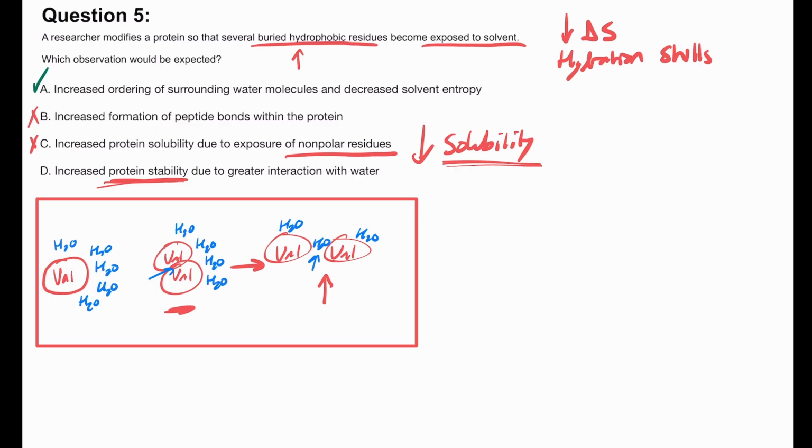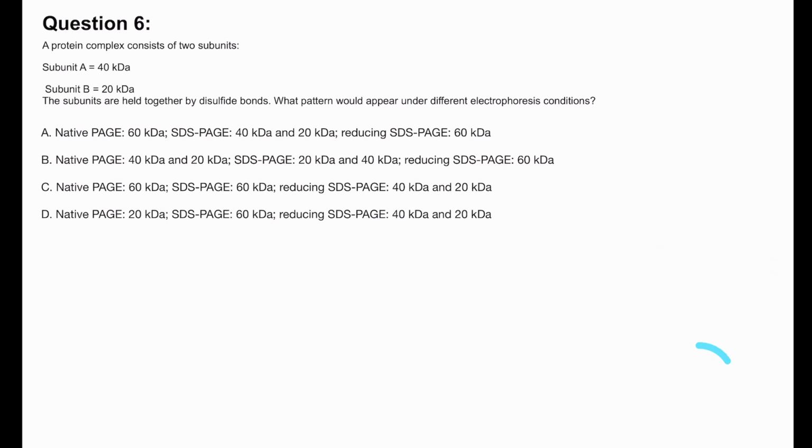It's not in the environment it wants to be in. And so even though we are having a greater interaction with water, this is making more hydration shells, less entropy. And that is going to be unfavorable. And that's why answer choice D is wrong.